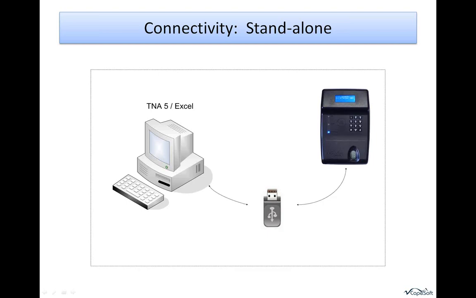Okay, connectivity. As you know, you can use the clock as a standalone clock. In other words, you basically just plug power into the clock. Then you can download clockings from the keypad menu onto your USB drive. If you're using TNA 5, you can synchronize with the USB stick. It will download the database onto the USB stick, which you plug into your computer, and then synchronize onto TNA to get your clockings for your employees.